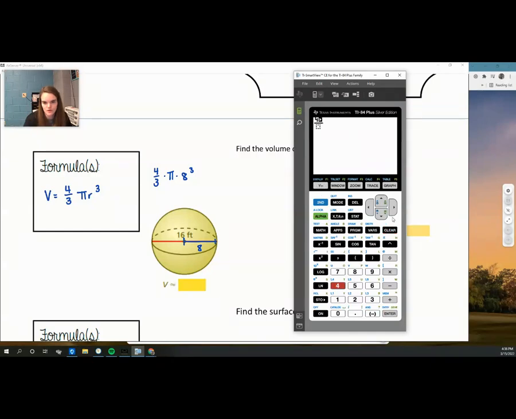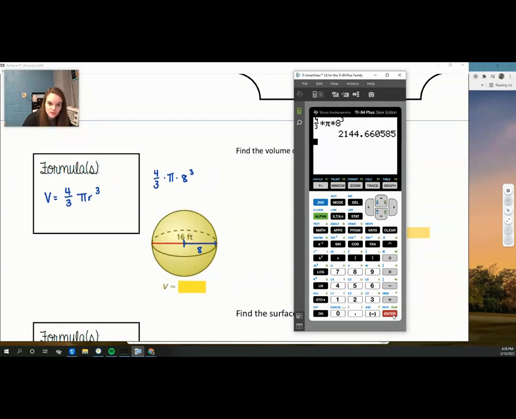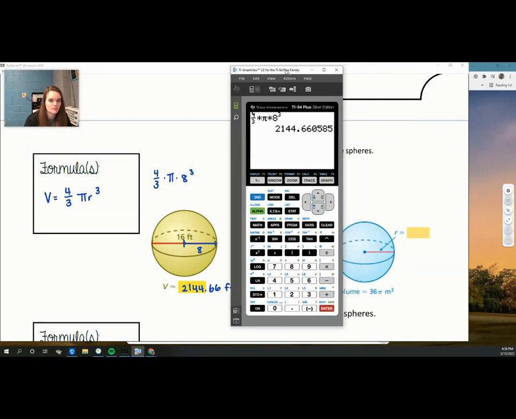So I've got 4/3 times, the pi button is second, so there's pi, times 8 to the third. Okay, and we're going to round to the hundredth place. So I've got 2,144.66 feet cubed. So that's how I find volume of a sphere. There's only one measurement unit anyway.